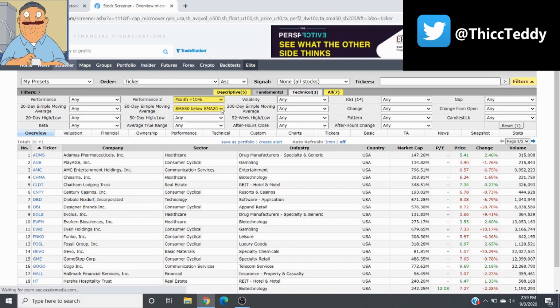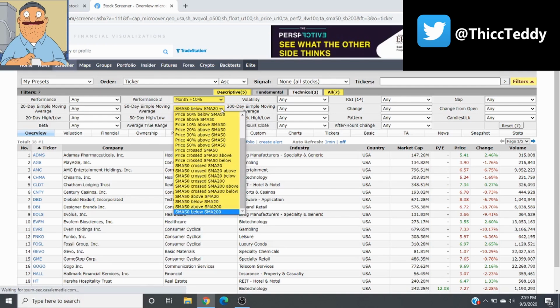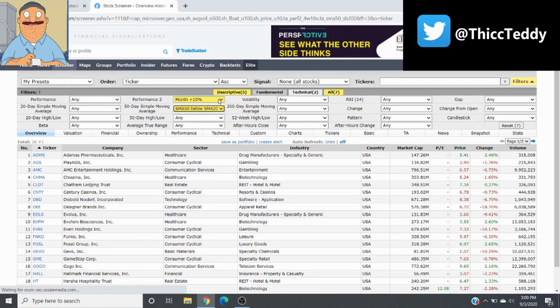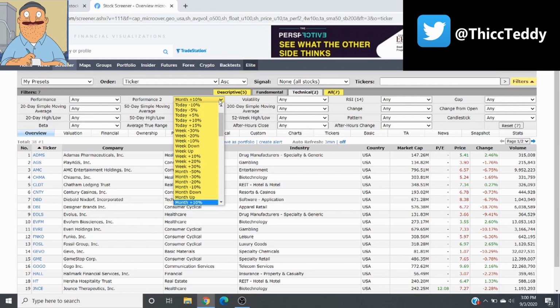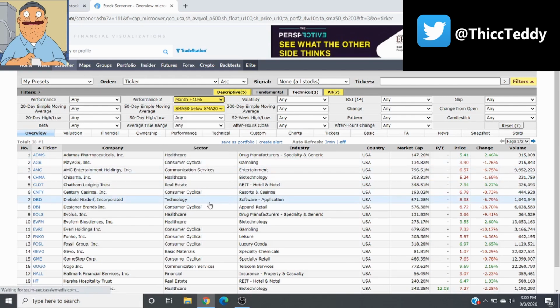I like EMAs. So what I found is I can get this to work the same way if I do SMA 50 below SMA 200, because SMAs kind of lag behind EMAs most of the time. And then I do month plus 10%. So what this gives me is, like I said, things that are either moving to cross the 50 EMA above the 200 EMA, or things that have recently crossed the 50 EMA above the 200 EMA.